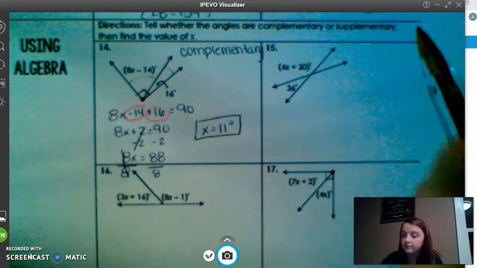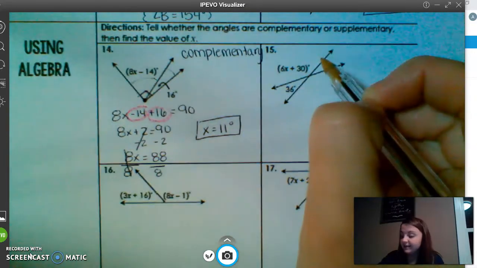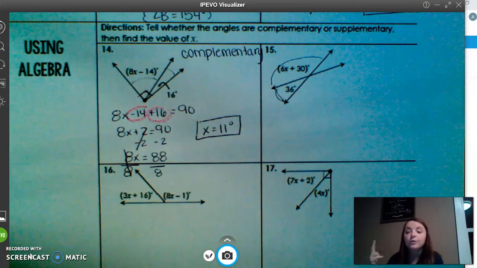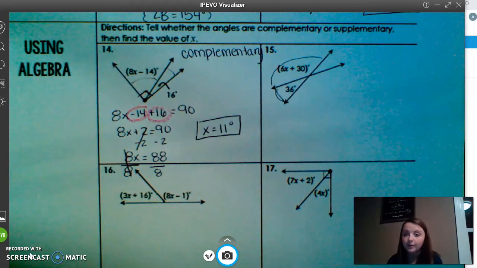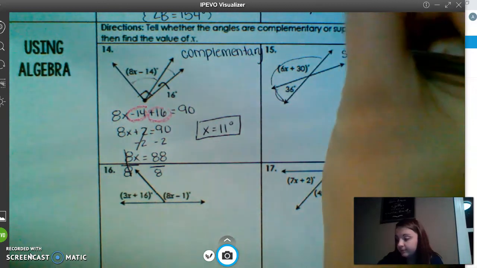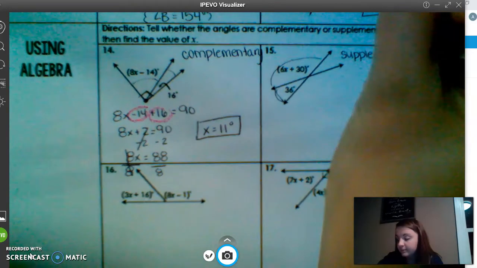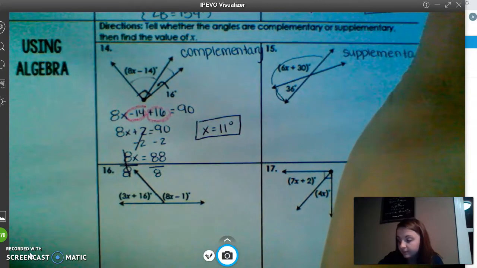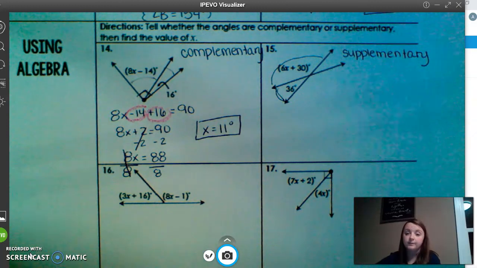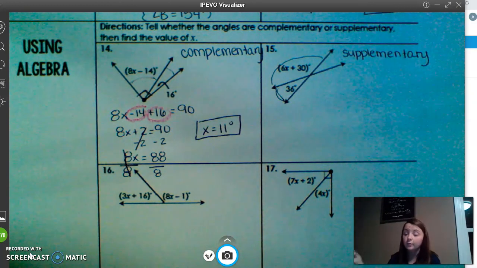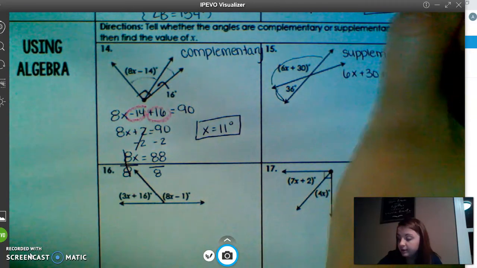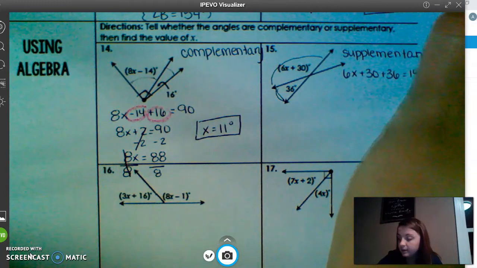So looking at question 15, this angle plus this one, do they make a 90 degree angle or a straight 180 degree angle? They make a straight 180. So that means they're supplementary. Okay, so that means if I add them together, they will equal 180 by definition. So I'm going to go ahead and just add them together and set it equal to 180. So 6x plus 30 plus 36 equals 180.